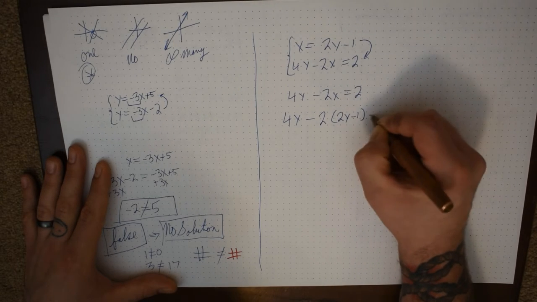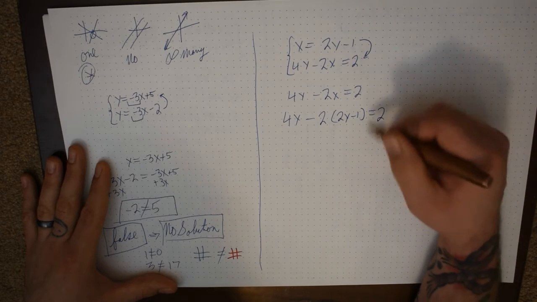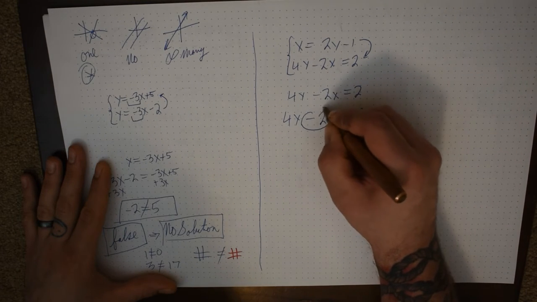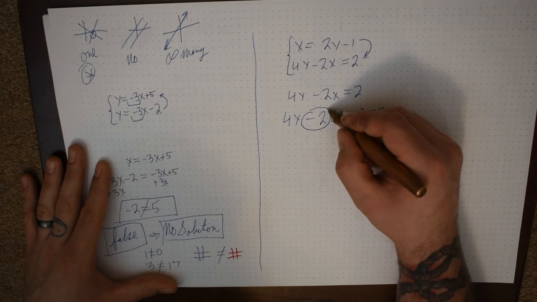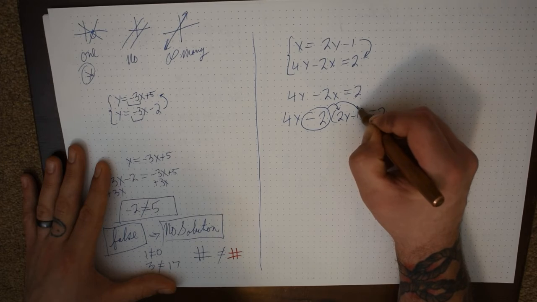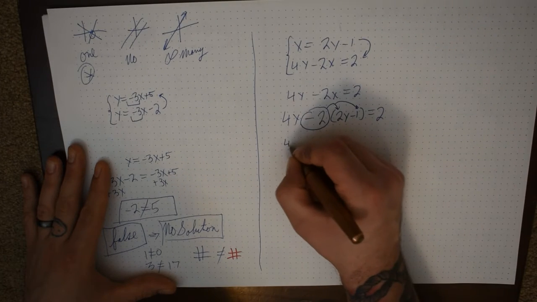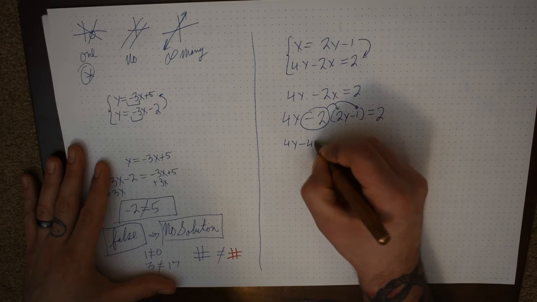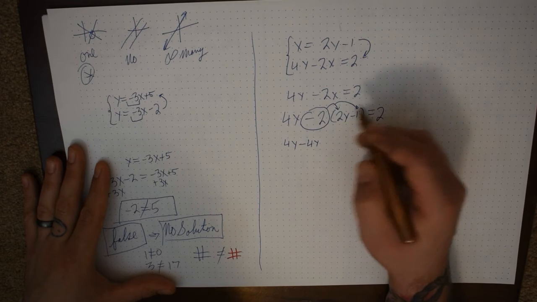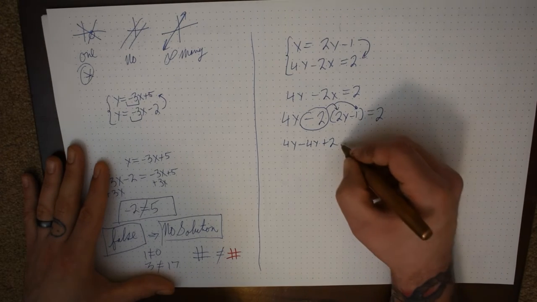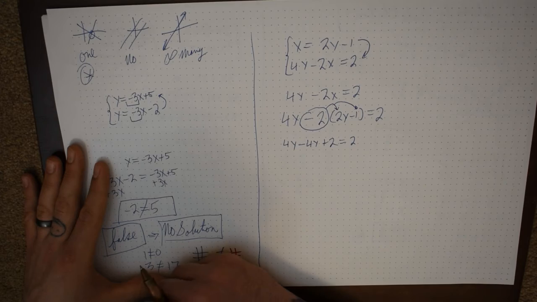4y minus 2 times 2y minus 1 is equal to 2. And now let's solve for y. We'll take this minus 2, and be careful because that minus sign is along for the ride, and we'll distribute it across the substitution. We get 4y. Negative 2 times 2y will give us a minus 4y. And negative 2 times a minus 1 gives us plus 2. And that still has to be equal to 2.